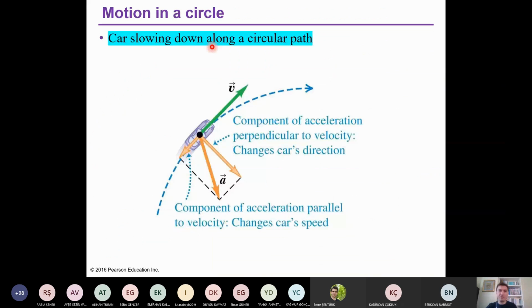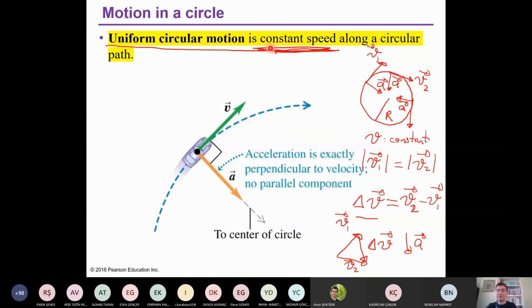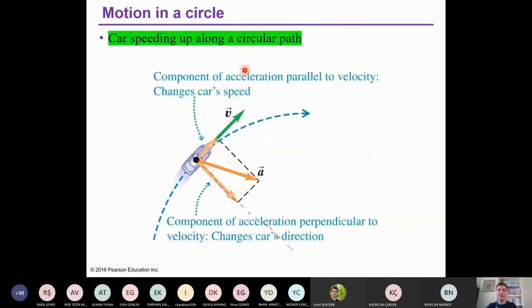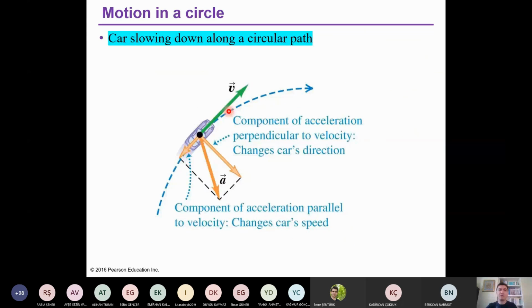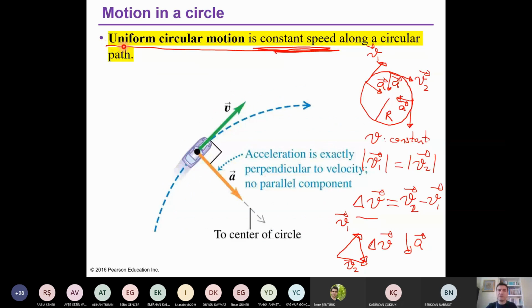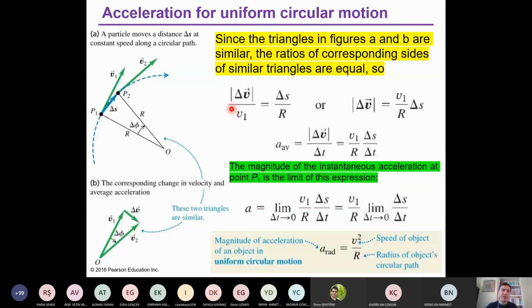Here we have uniform circular motion with constant speed, okay? These are not uniform circular motion. Only this one is uniform circular motion if speed is constant, okay? Now I would like to calculate what is acceleration in uniform circular motion. Here we have two figures, okay? Listen carefully, very easy. You know this information from geometry, very easy.